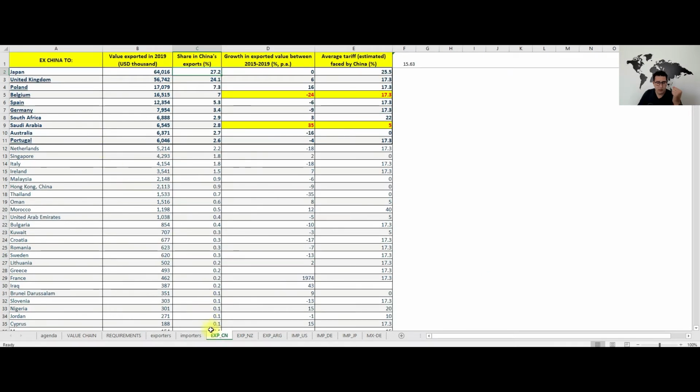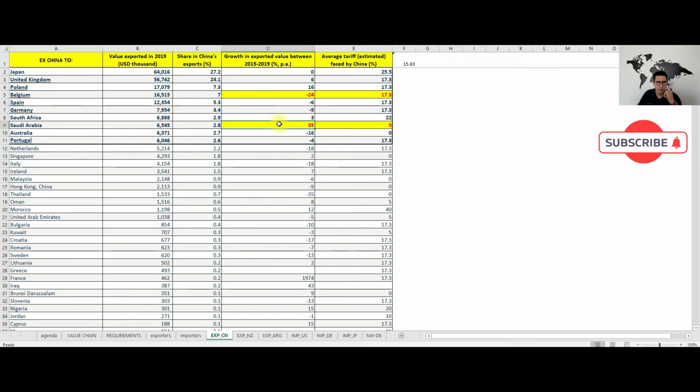Next, I would like to focus on the top 3 exporters and importers, and I will begin with China, the biggest exporter of honey in 2019. And we see here that the top 10 partners for the Chinese honey make up 85% of the share, with Japan in the first place with 27.2%, followed by the United Kingdom, Poland, Belgium, Spain, Germany, South Africa, Saudi Arabia, Australia, and then Portugal.